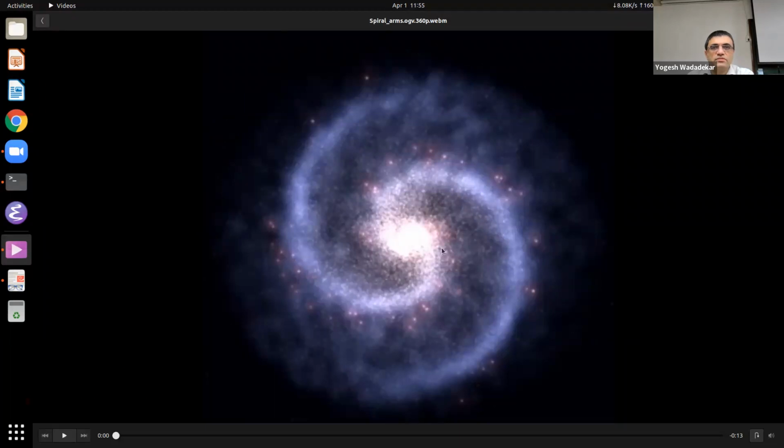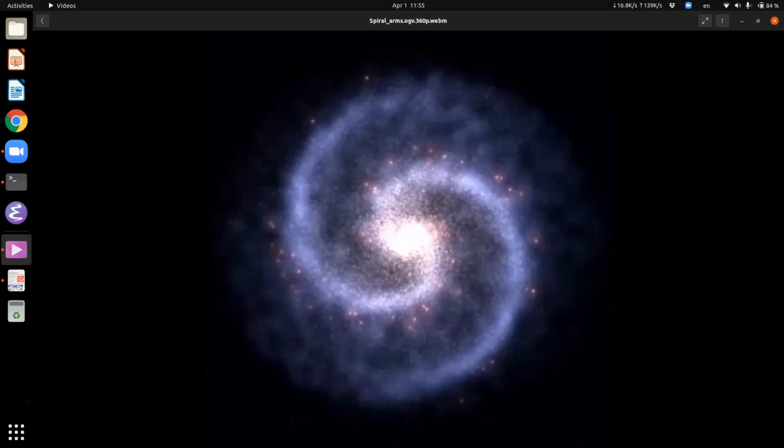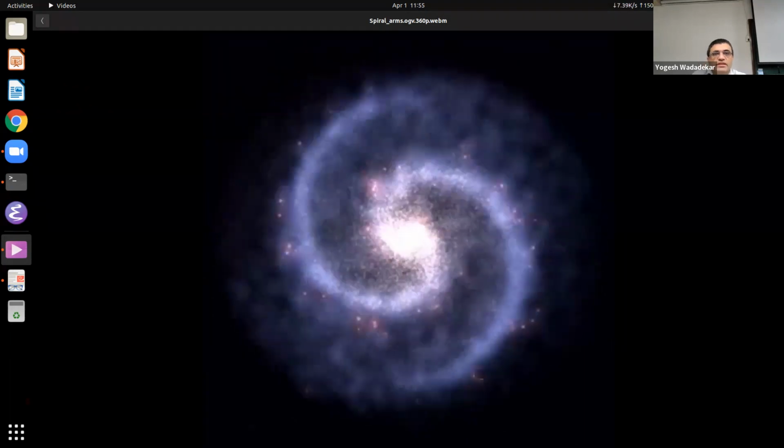What are those things? What kind of stars are those? Newborn stars? Not really, because remember I told you, if they are newborn stars, they will still be within the spiral arm. Slightly older stars, which have turned into red giants, are what are seen there. Okay, so let's play that again.